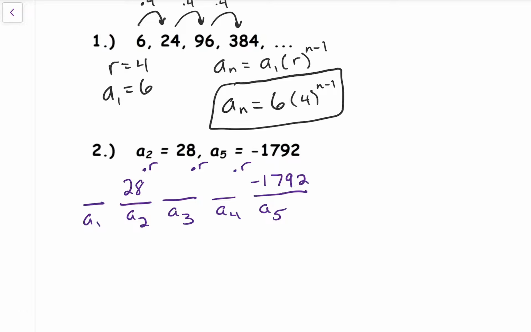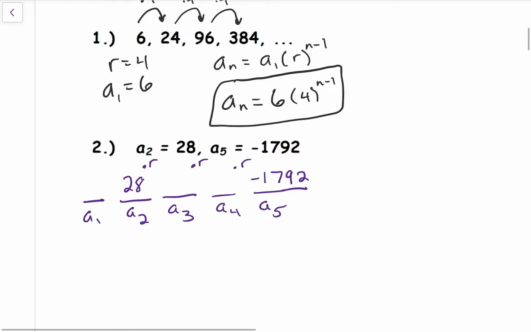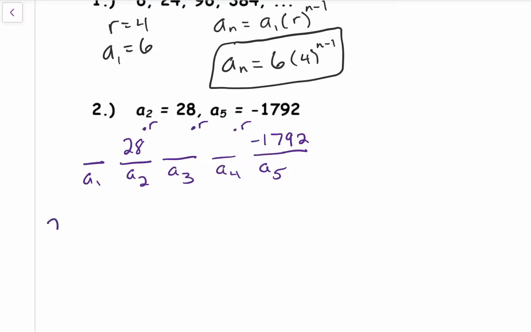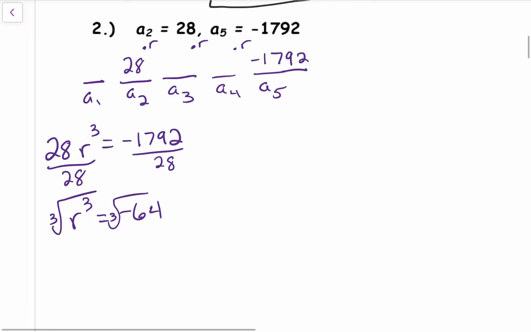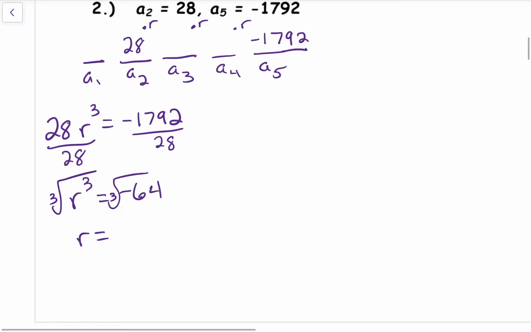Meaning to get from the second term to the fifth term, we would multiply by that common ratio 3 times, or that 28 times r cubed to get us negative 1,792. Solving for r, divide by 28, divide by 28, end up getting r cubed is equal to negative 64. Taking the cube root, we get a common ratio of negative 4.